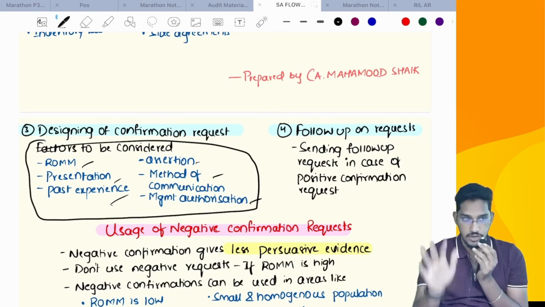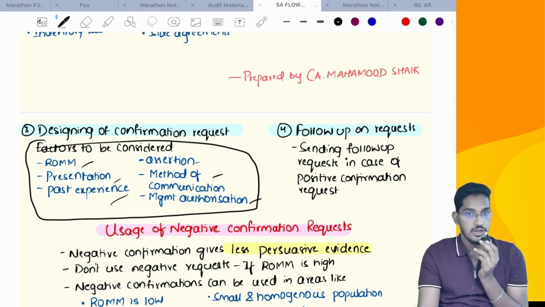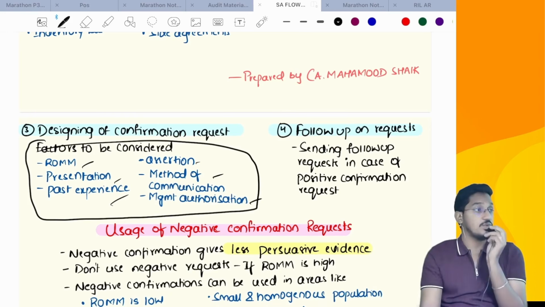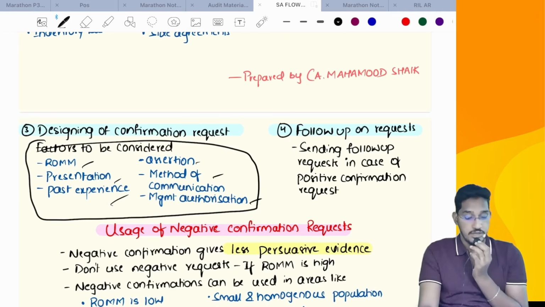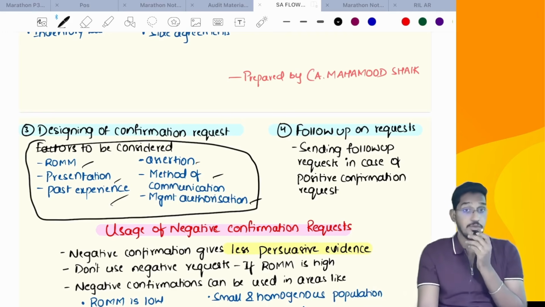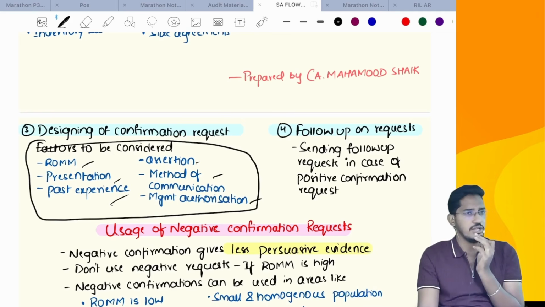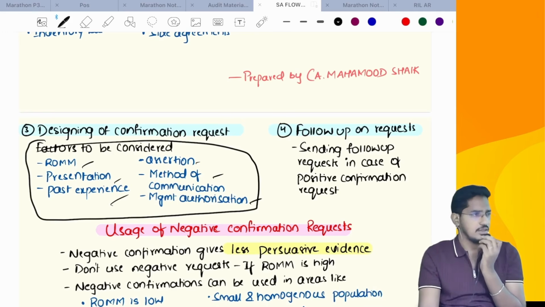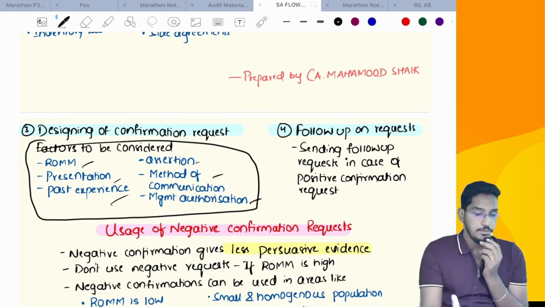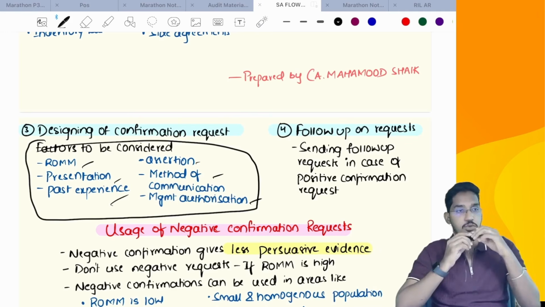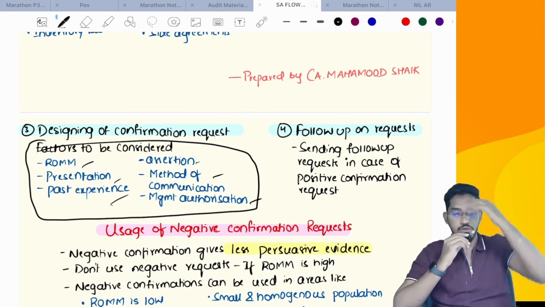Okay, after designing, what will you do? Keep it safely in the locker? No. You have to send it, and you have to do the follow-up also. In which kind of confirmation request do you do the follow-up? In the positive confirmation request, we do the follow-up. For negative, we don't do the follow-up. Why? Because if we don't get a response, we generally assume that the third party has agreed with the information. Next, between positive versus negative, which one is more reliable? Positive is more reliable.